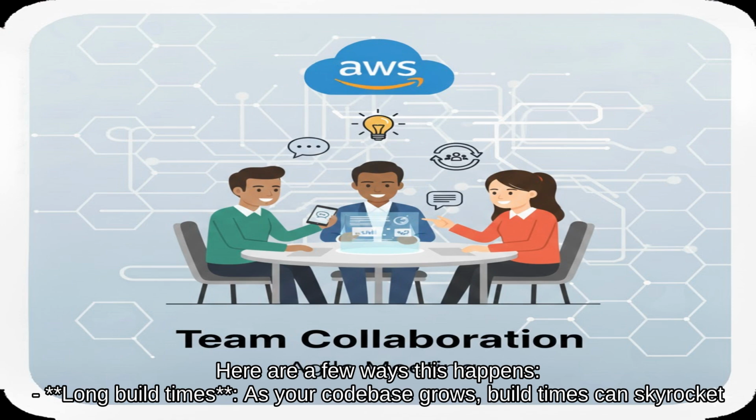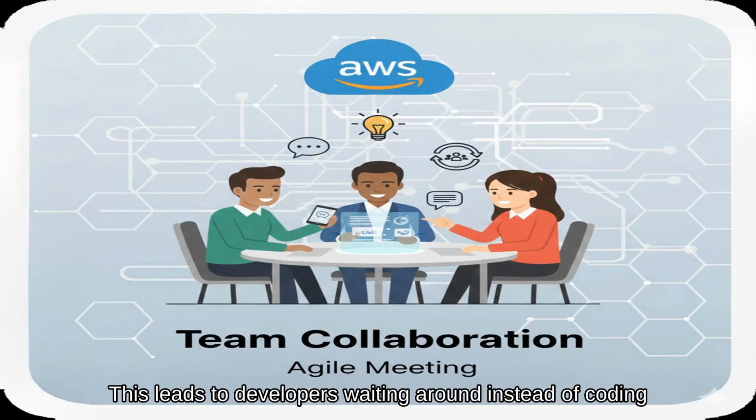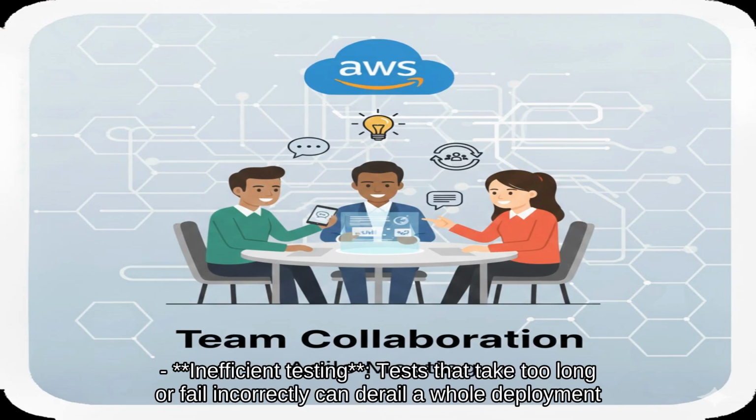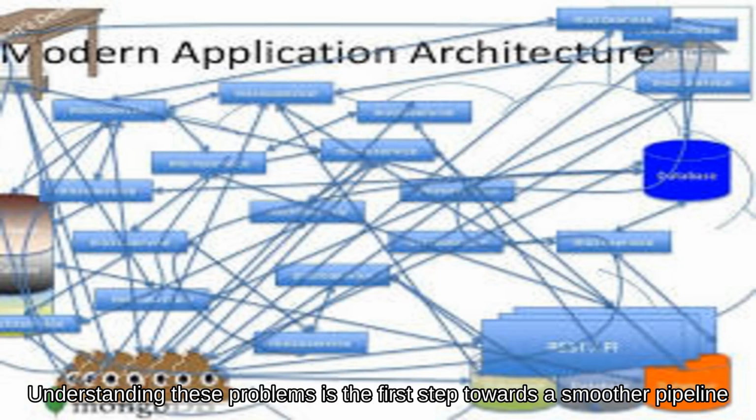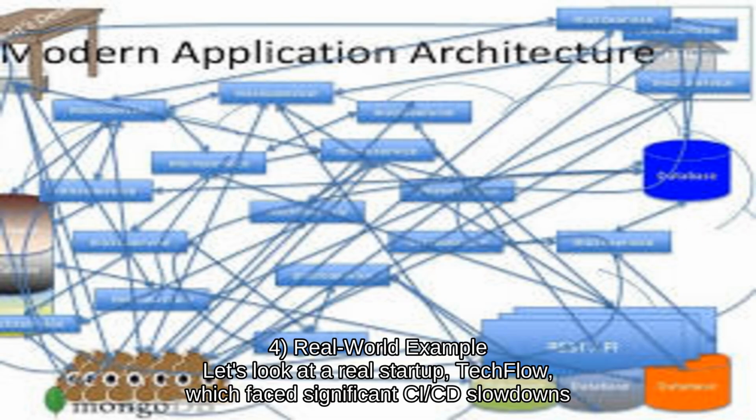Long build times: as your code base grows, build times can skyrocket. This leads to developers waiting around instead of coding. Inefficient testing: tests that take too long or fail incorrectly can derail a whole deployment. Poor feedback loops: if developers don't receive quick feedback, they may repeat mistakes or create new bugs. Understanding these problems is the first step toward a smoother pipeline.